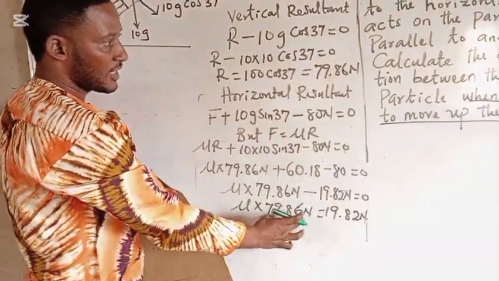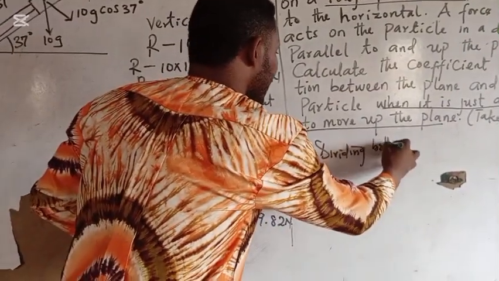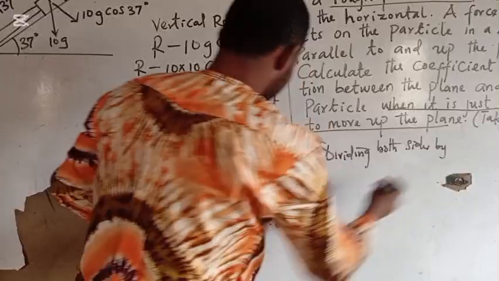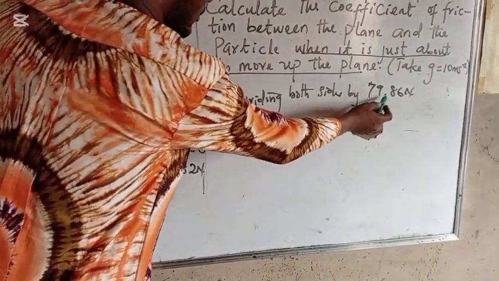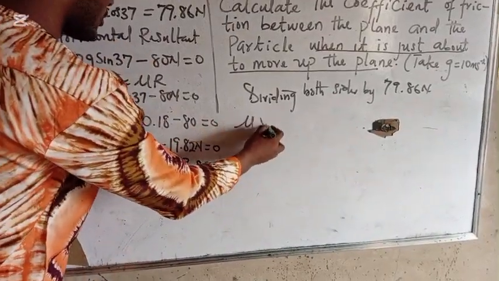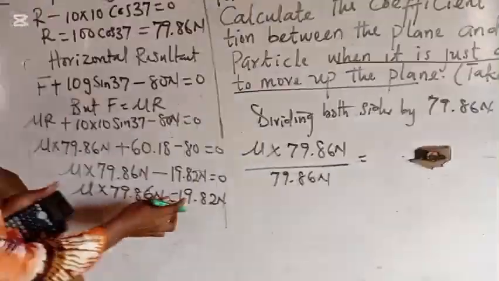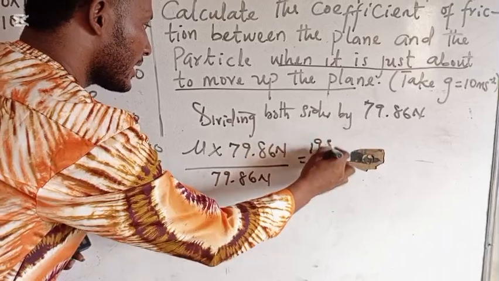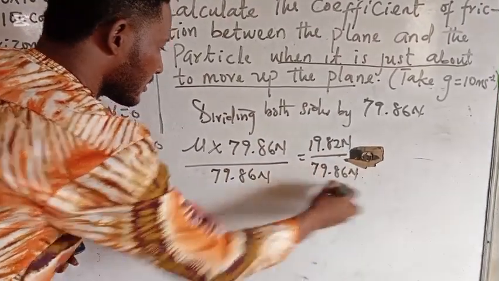So at this point, we are looking for mu. We divide both sides by the coefficient. Dividing both sides by 79.86 newtons, we are going to have mu times 79.86 newtons divided by 79.86 newtons equals 19.82 newtons divided by 79.86 newtons. So this cancels out this.